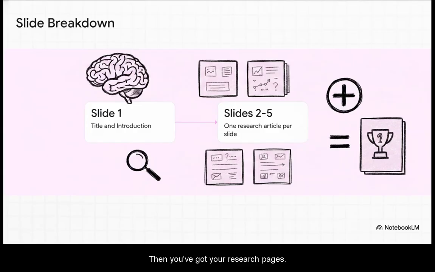Then, you've got your research pages. Since you have 4 articles, you dedicate exactly 1 slide to each article. 1 intro plus 4 research slides equals your magic number of 5. It's a highly efficient, foolproof structure.